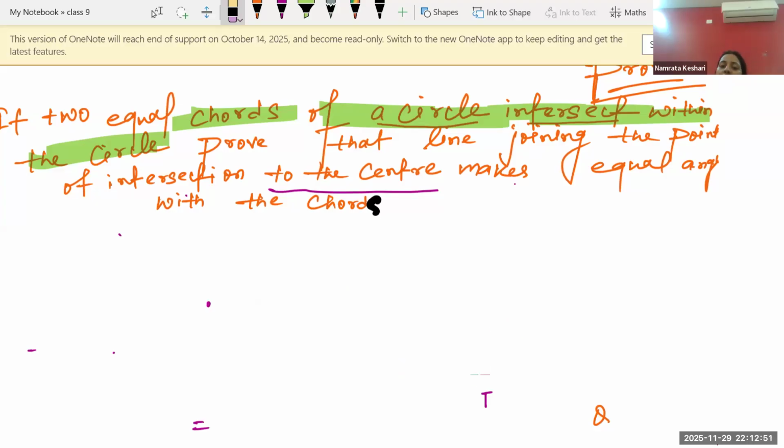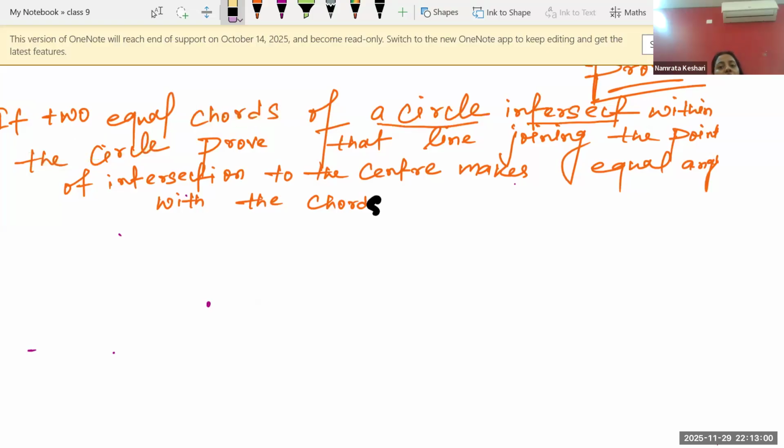First of all, if you are struggling with anything, the circle or the quadrilateral based question, that means you need to understand the question really well. If I do not understand the statement, I won't be able to solve it. It's simple. If I read it: if two equal chords of a circle intersect within the circle, prove that the line joining the point of intersection to the center makes equal angles with the chords. I'm not getting anything. Whenever I read a question like this, I don't get anything.